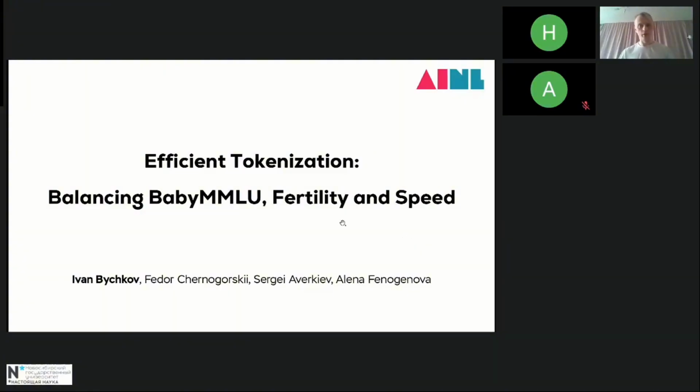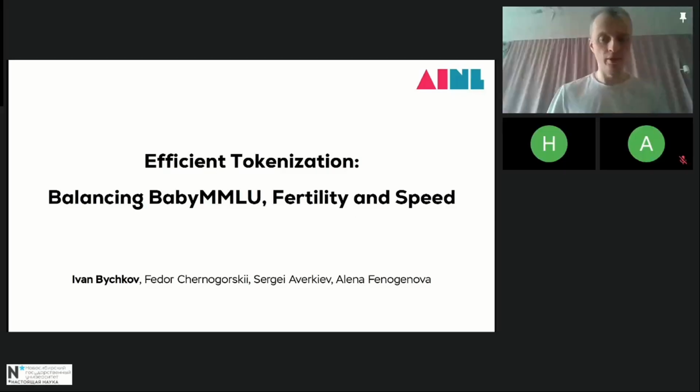Today, we are going to talk about efficient tokenization. My name is Bychkov, and this article was written by my colleagues, Fedor Chernogorsky, Sergey Averkiev, Alena Finagenova, and me.